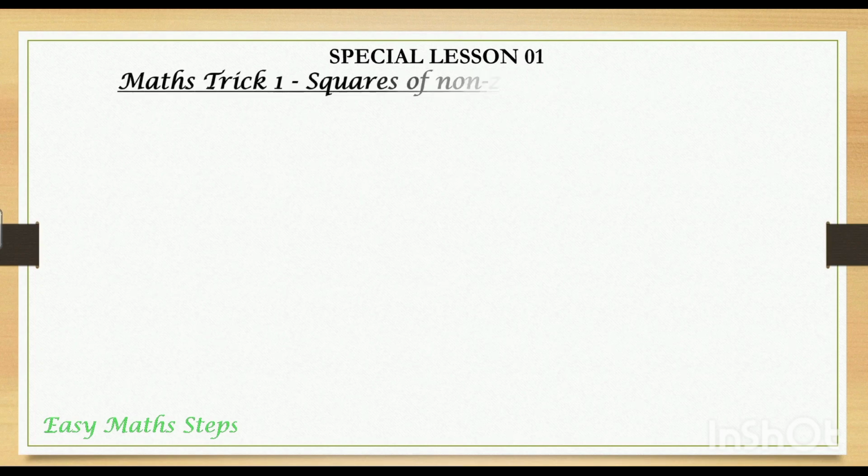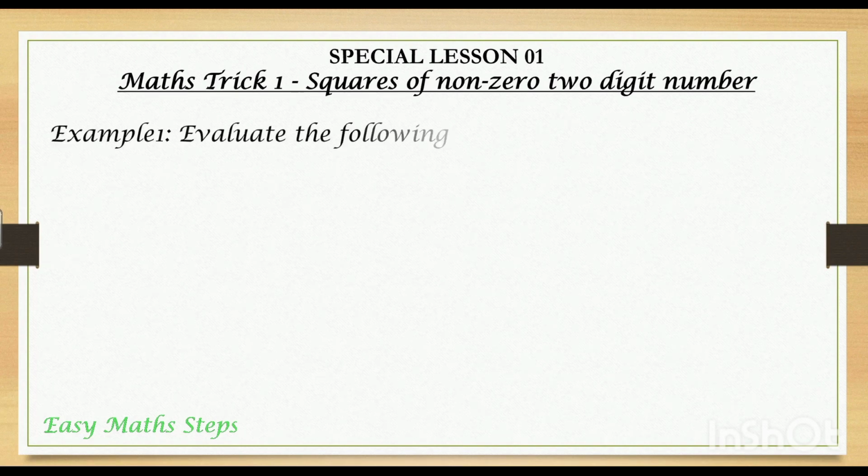So the first math trick, math trick 1, is the square of a non-zero two-digit number. So we are looking for a two-digit number where none of the digits is 0. So let's look at the example. We have two examples to use and illustrate this. Number 1, the square of 12 and the square of 76.